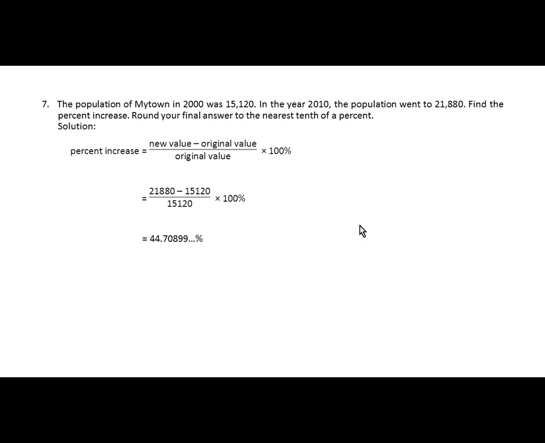So when we do the calculations, 44.70899%, to the nearest tenth, 44.7%. So we had a 44.7% increase. That's the end of Chapter P.